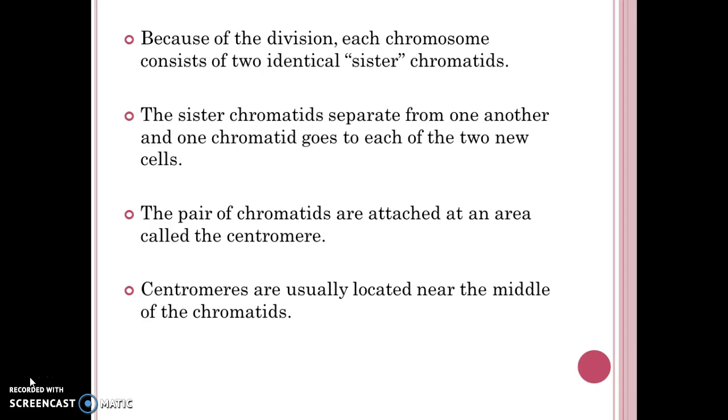Because of the replication, each chromosome consists of two identical sister chromatids. The sister chromatids separate from one another and one chromatid goes to each of the two new cells. The pair of chromatids are attached at an area called the centromere. Centromeres are usually located near the middle of the chromatids.